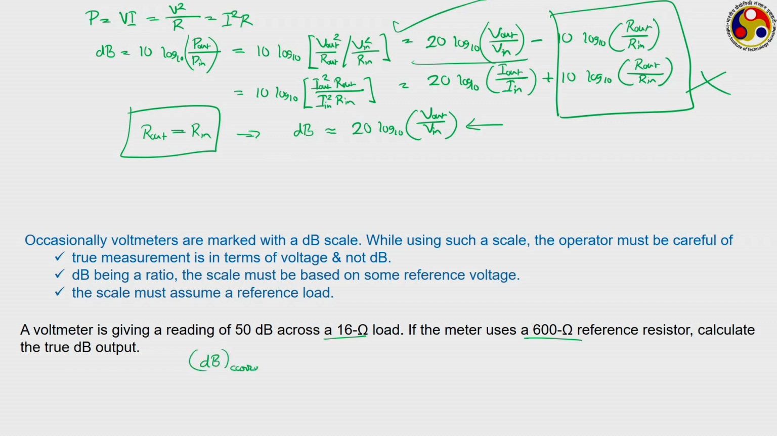So, the correct value in decibel will be equal to the one measured, which is nothing but this particular thing, minus 10 log base 10 R for the load divided by R for the reference, and the one that is given is 50 dB, the reading given, it is minus 10 log 10 into 16 ohm for the load and 600 ohm for the reference.